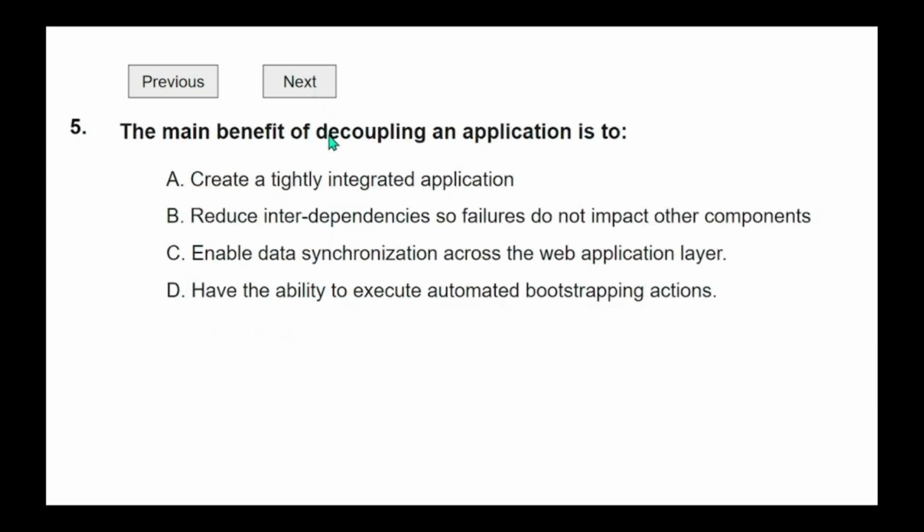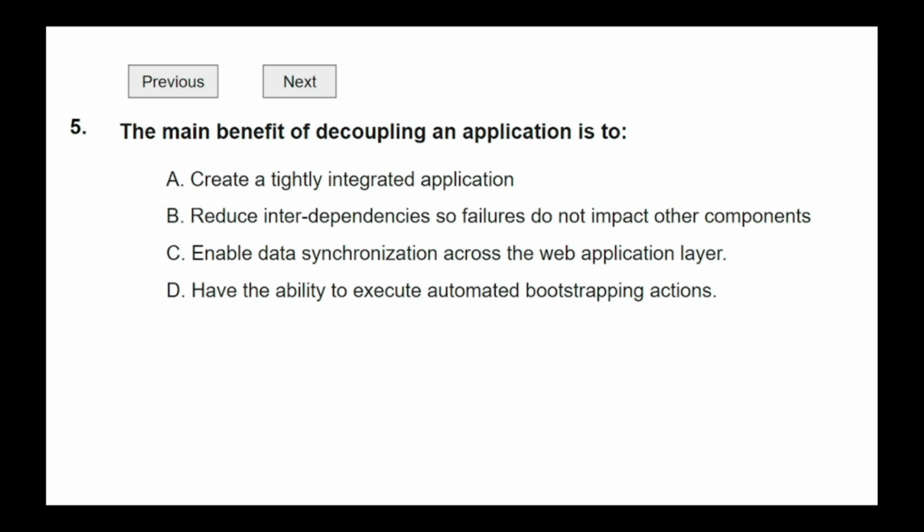Question 5. The main benefit of decoupling an application is? Option A, to create a highly integrated application. Option B, reduce interdependencies so failures do not impact other components. Option C, enable data synchronization across the web application layer. Option D, have the ability to execute automated bootstrapping actions.